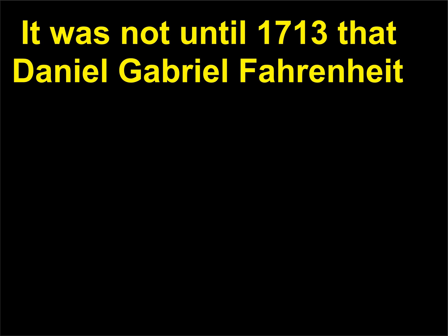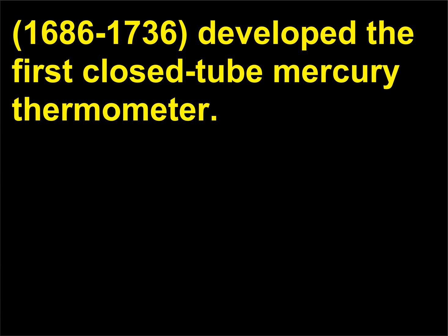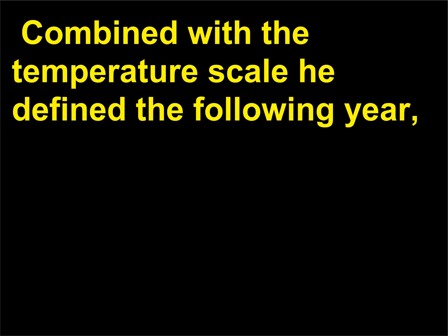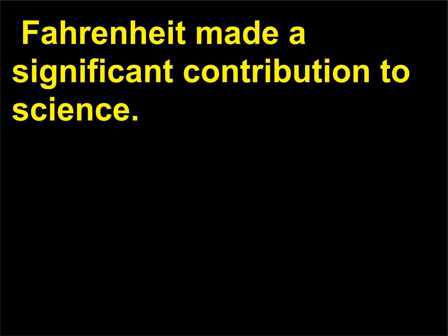It was not until 1713 that Daniel Gabriel Fahrenheit, 1686 to 1736, developed the first closed-tube mercury thermometer. Combined with the temperature scale he defined the following year, Fahrenheit made a significant contribution to science.